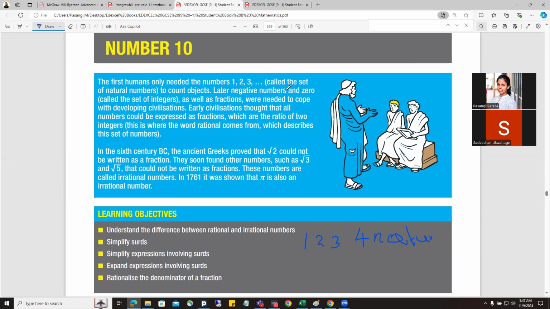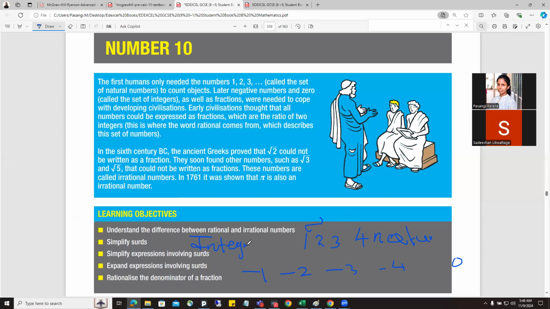Later, negative numbers and zero. These ones are only positive numbers. After these numbers, we introduced negative numbers: -1, -2, -3, -4, likewise, and also 0. Later, the negative numbers and 0 are called the set of integers. So natural numbers or whole numbers, and then we added negative numbers as well as 0. Once we added all these, we call them integers.